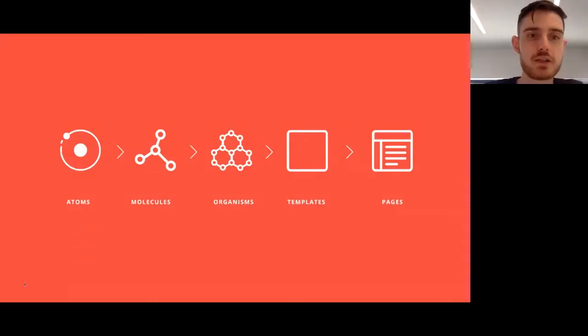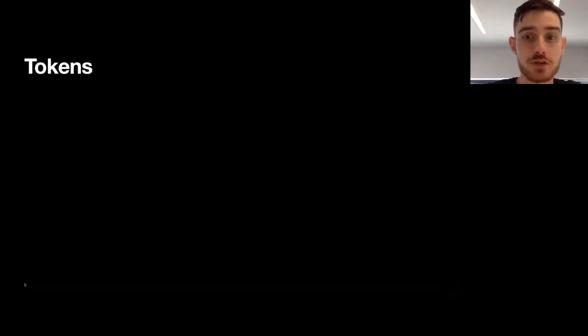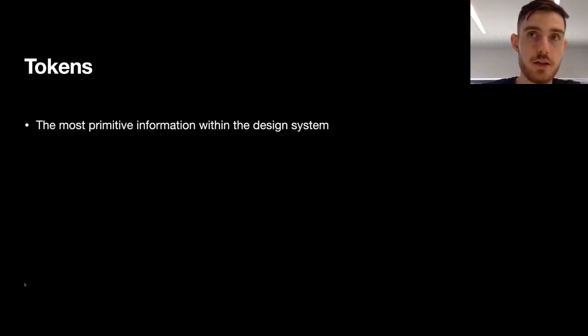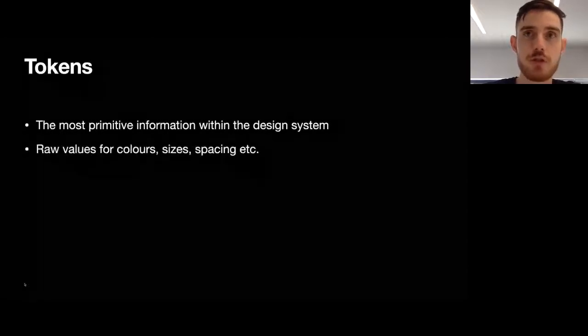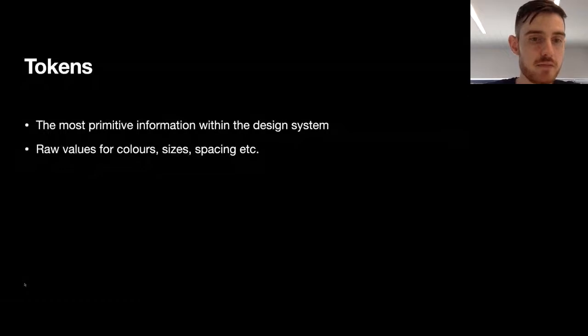So the important thing is this left to right process. And so that's what we should apply when we're starting building our design system. So we started on the far left, and so that is with tokens. So what are tokens? It's the most primitive information within the design system. So we wanted to get as small as we possibly could to be able to come up with some ideas and some rules about how things should look. So there's raw values for colors, sizes, spacing, all of the data that we need to design things.